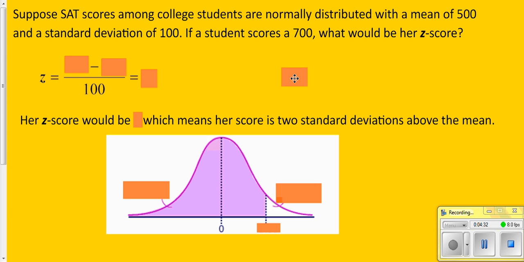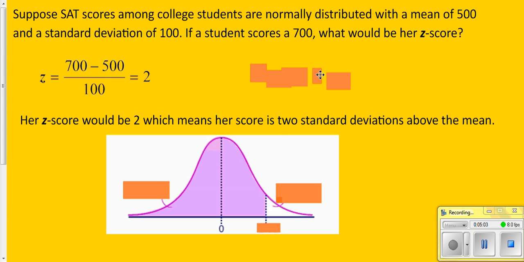Then we got to go ahead and take our mean and plug it in for that mu. And then we're wondering about our 700. That's our data value going in for x. All we have to do now is figure this out. Simple subtraction on top, we get 200. Then we got to do our division by 100, gives us 2. So that means our score of 700 is 2 standard deviations above the mean.